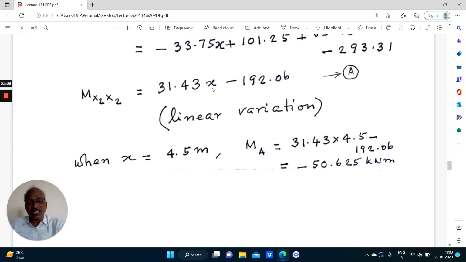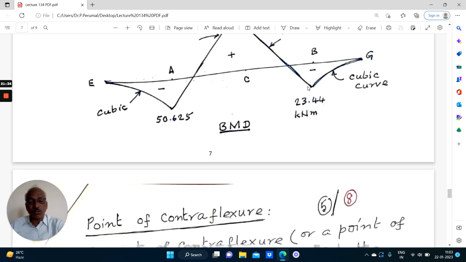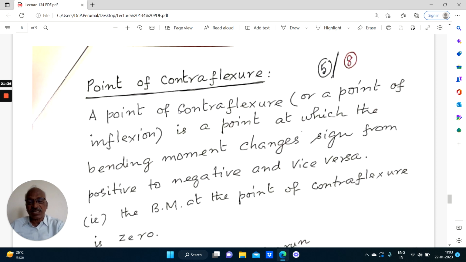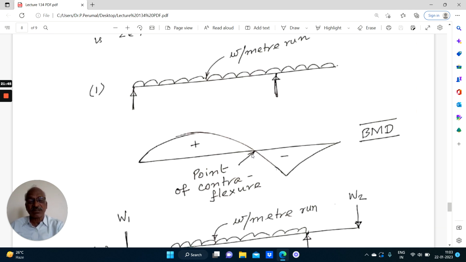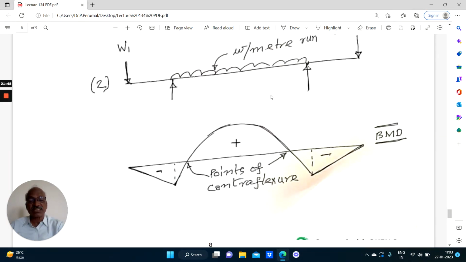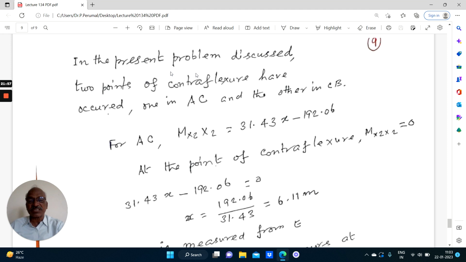But over this distance x, the bending moment changes sign. So Mx2 will be equal to 0. That is what we are going to do here, right? This is the definition for point of contraflexure. Already we have discussed it in the previous lecture. We know that if it is a one-side overhang, you will have 1 point of contraflexure. When there are overhangs on both sides, there will be 2 points of contraflexure, 2 points at which the bending moment changes sign. In the present problem, for the portion AC, Mx2 equals 31.43x minus 192.06.